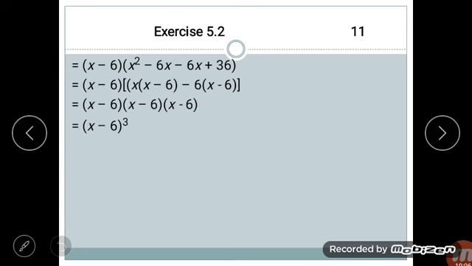Now again we have to go with taking common here. x is common here and minus 6 is common here, and we will get the product for the factorized form of this expression, and we can write this further in shrink form as x minus 6 raised to the power 3.